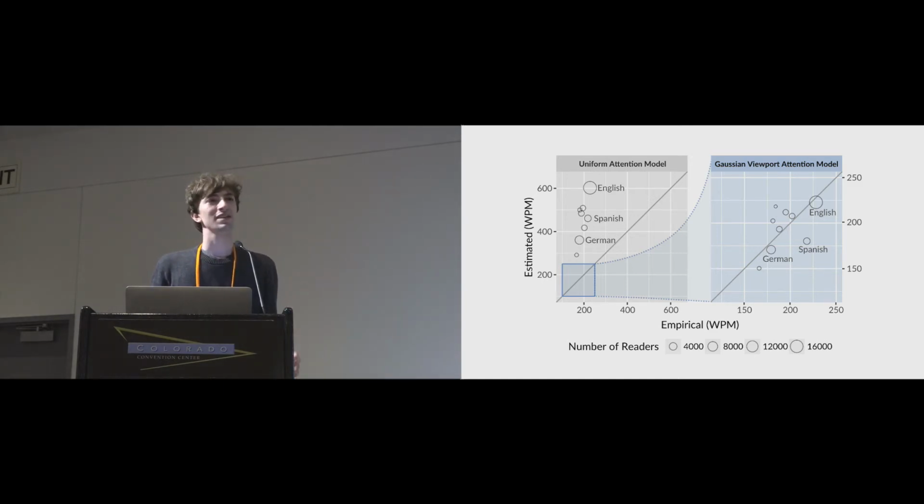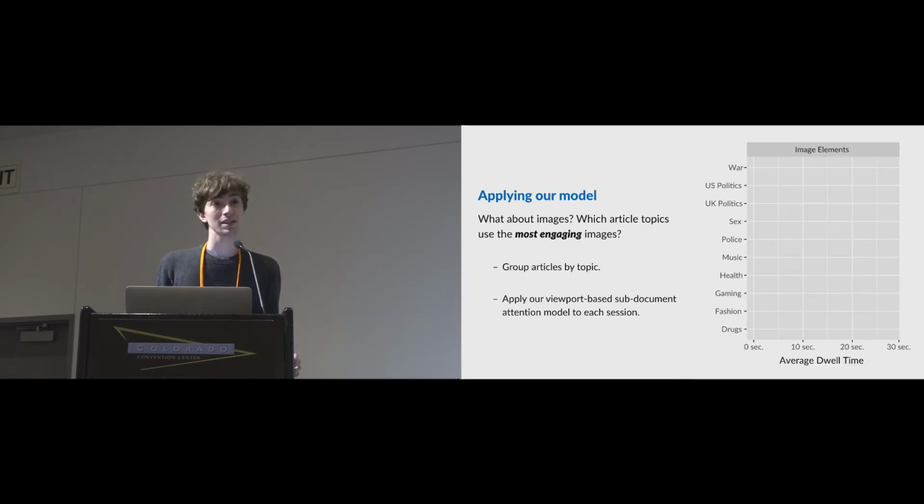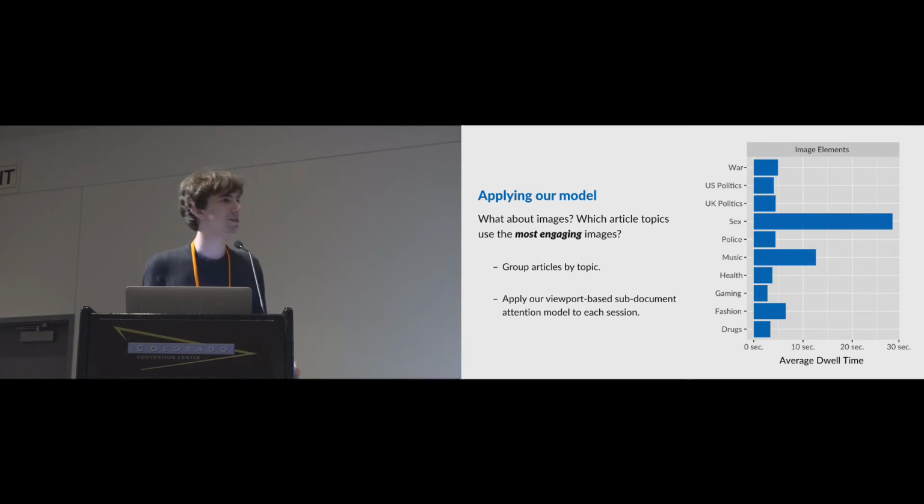So we know from this that the Gaussian viewport attention model is a much, much better model of attention and much more accurately measures attention across the page. How can we use this? Well, we can apply this to images. So we use the same data set, and we look at different topics of articles in the data set, and we say, well, which articles and which topics have the most engaging images? And we can apply the model, and we see that, yes, actually, there are some things that are expected. For instance, sex articles provide very highly engaging images compared to, say, articles about politics. And so do music articles, interestingly.